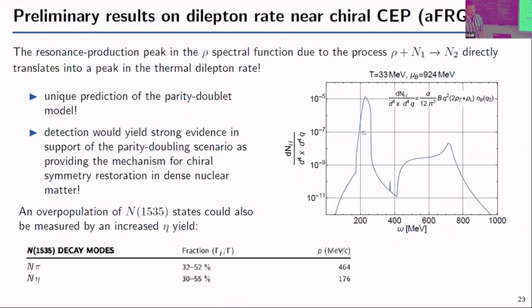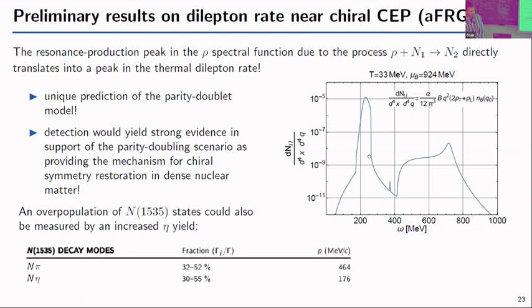Okay, so this of course has direct consequences on the dileptons, on the dilepton rate. So I'm showing you here a preliminary calculation of the thermal dilepton rate based on these spectral functions I've shown you. We used here the Weldon formula in some simplified way. And indeed the same peak that I have discussed, this nucleon resonance production peak, also shows up in the dilepton rates. So this is a unique prediction of the parity doublet model, since the location of the peak depends on the mass difference of nucleon and parity partner, which is very small here when chiral symmetry gets restored.